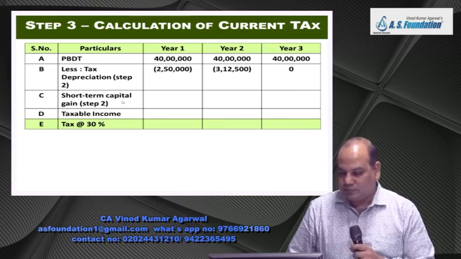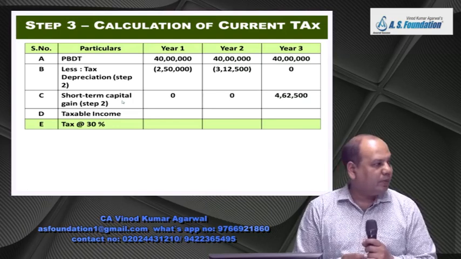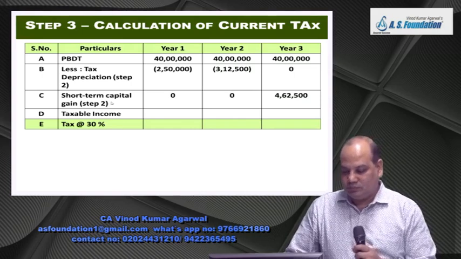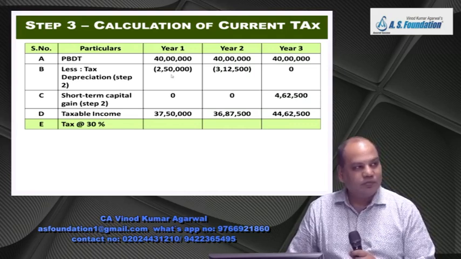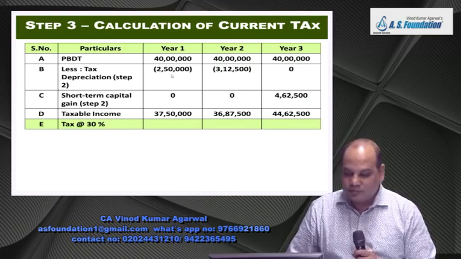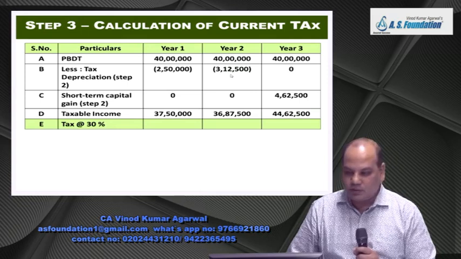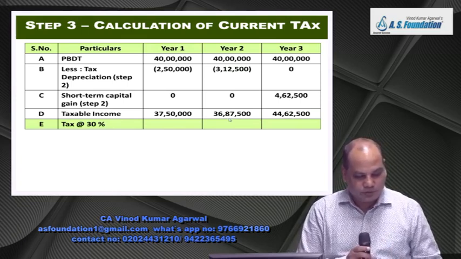And one more thing I will write in the third year. Short-term capital gain. In the third year, there is a short-term capital gain, 462,500. Therefore, taxable income 40 lakh minus 2,50,000 minus 0, 37,50,000. Year 2, 40 lakh minus 3,12,500, 36,87,500. Is it right? Say yes.